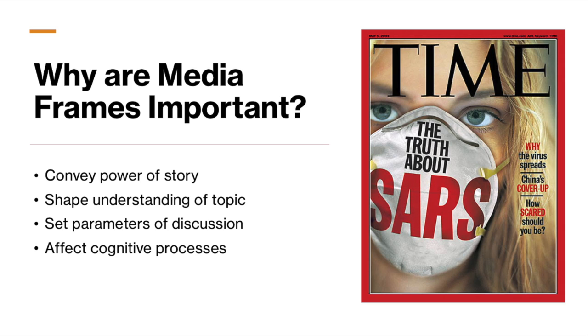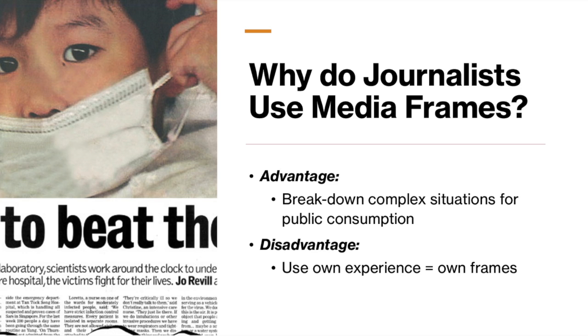Why are media frames important? Number 1, they demonstrate very specific perspectives that help convey the power a story has in reporting the news. Number 2, media frames allow us to explore how specific devices can shape our understanding of the topic itself. And number 3, media frames are also important because they set the parameters of the discussion, so the words, symbols, and the tone used to frame the topic. And number 4, media frames affect our cognitive processes such as moral evaluations, causal reasoning, appeals to principles, and recommendations for treatment of problems.